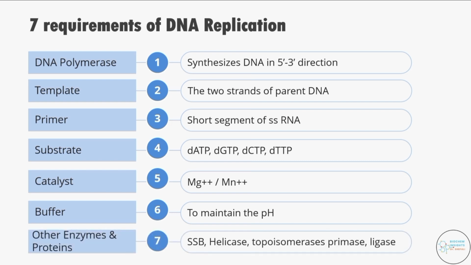Now along with DNA polymerases, which is the master enzyme that carries out the synthesis of DNA, there are a number of other enzymes and proteins that work together to ensure the accurate and efficient duplication of DNA. So the seventh and last requirement for DNA replication is enzymes and proteins in addition to DNA polymerase. For example, single-stranded binding proteins, helicase, topoisomerase, primase, ligase, etc.